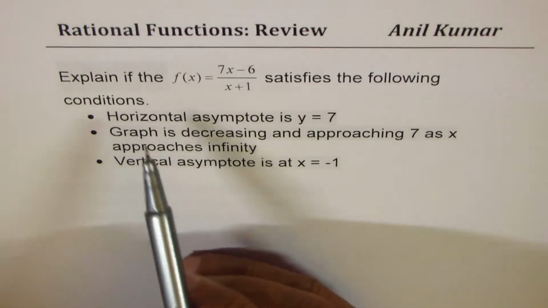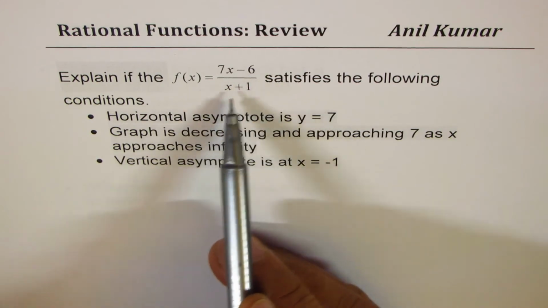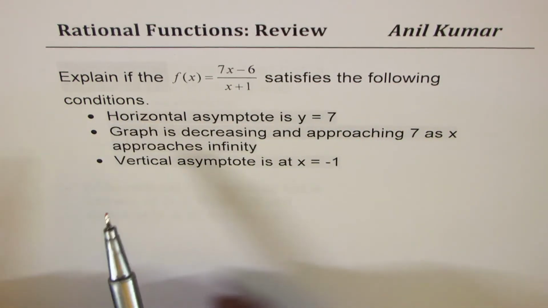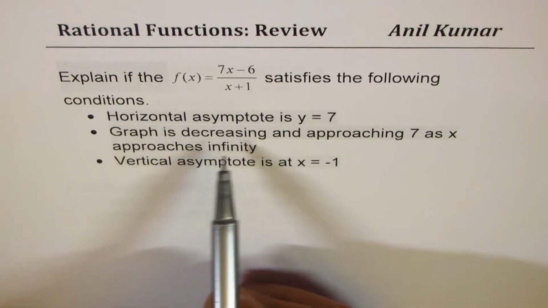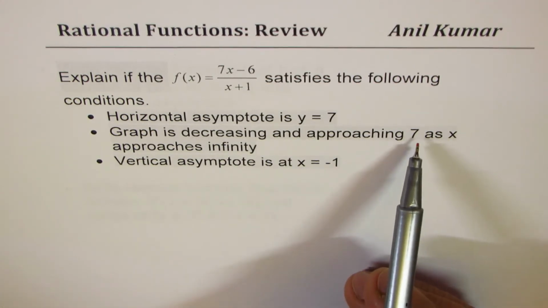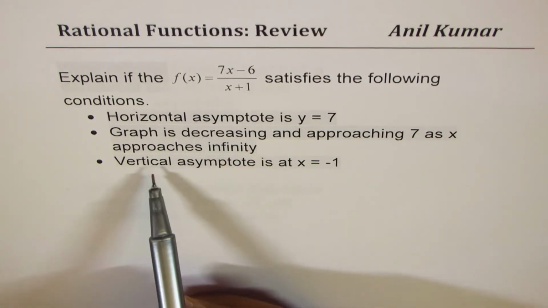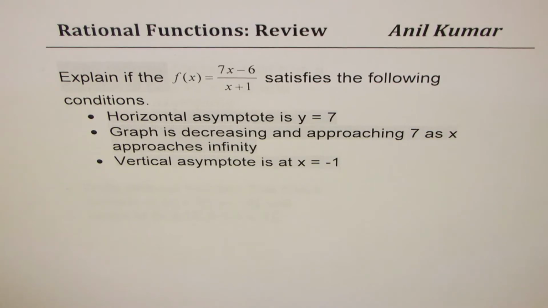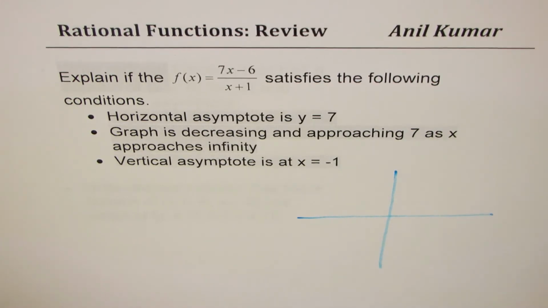Another question here is: explain if this function f of x equals (7x minus 6) divided by (x plus 1) satisfies the following conditions. Horizontal asymptote at y equals 7. Graph is decreasing and approaching 7 as x approaches infinity. We'll assume positive infinity. Vertical asymptote is at x equals minus 1. Well, you could do it, but what I will do is easily sketch it, so it'll give me practice for sketching.